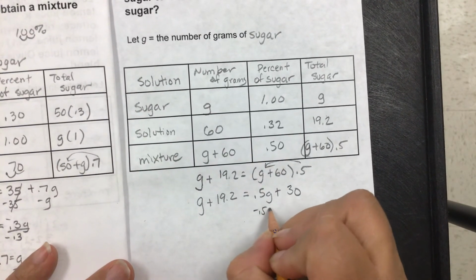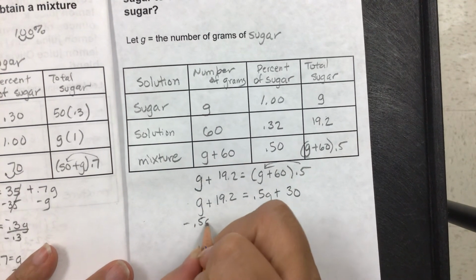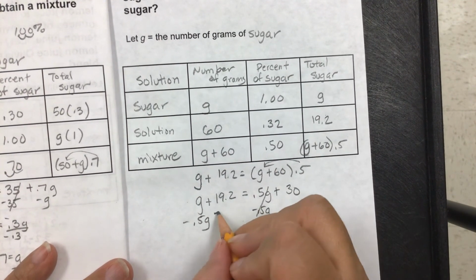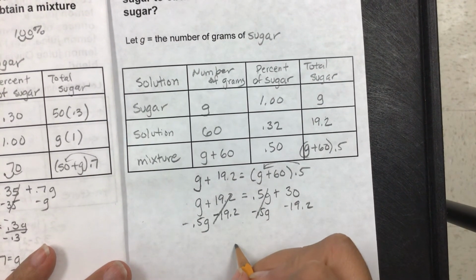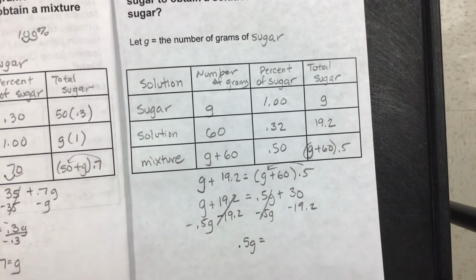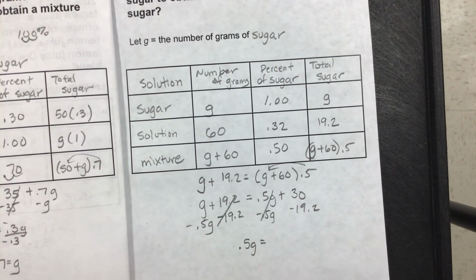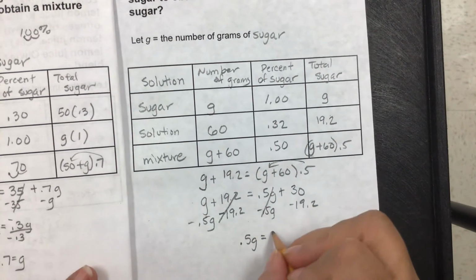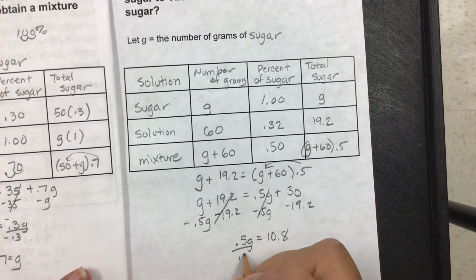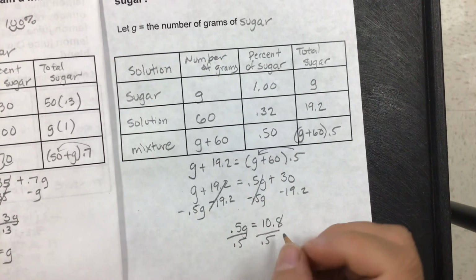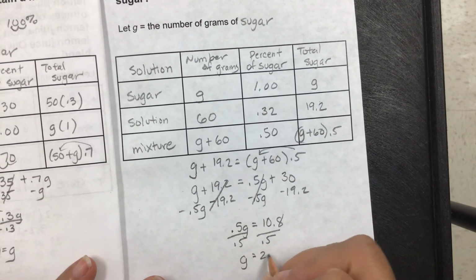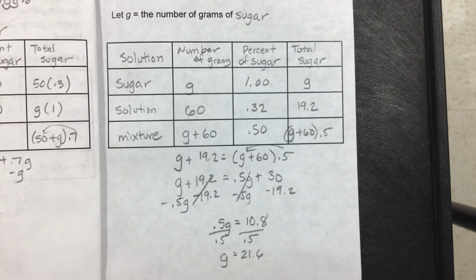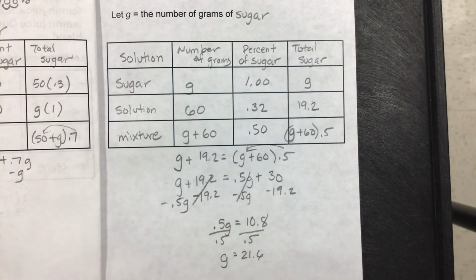We're going to subtract that 0.5G from both sides, and subtract the 19.2 from both sides. This would be 0.5G is equal to 10.8. Divided by 0.5, G is equal to 21.6. So they need to add a total of 21.6 grams of sugar to the solution.